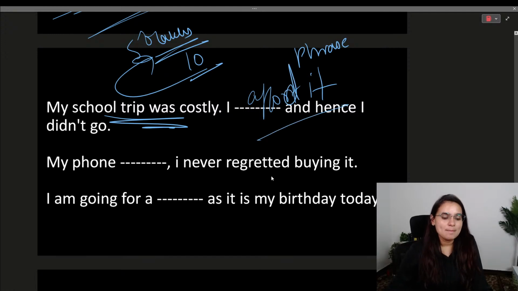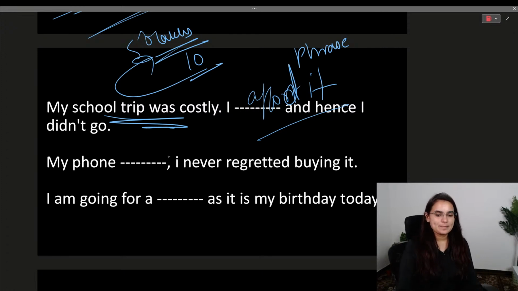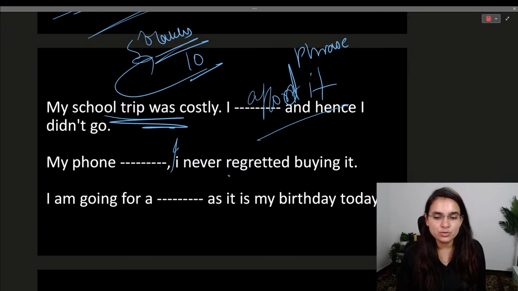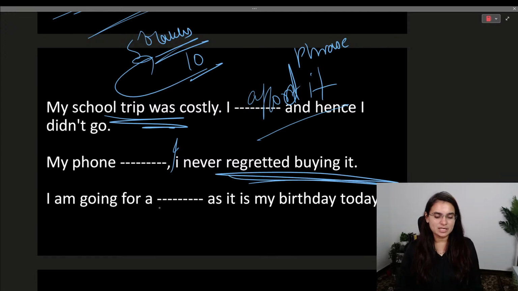All right. My phone dash, I never regretted buying it. So when you don't regret buying something, what is the idiom for that? Yes, my phone was a good value for money. I never regretted buying it. That's a good idiom you can use here.